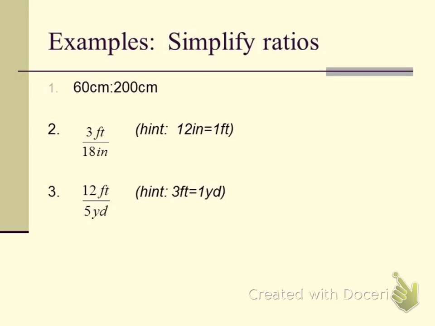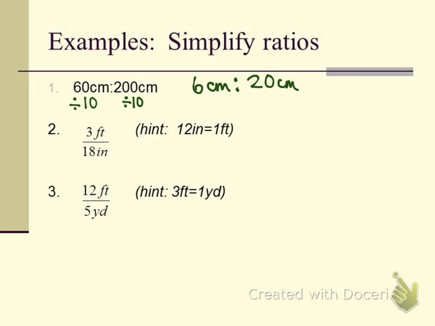If you do not have a calculator, though, how would we reduce this? Anyone know? What's a number that goes into 60 and 200? They both end in 0, right? So we can start with 10. So I'm going to divide both of them by 10 and then see what I can do from there. So 60 divided by 10 is 6. 200 divided by 10 is 20.